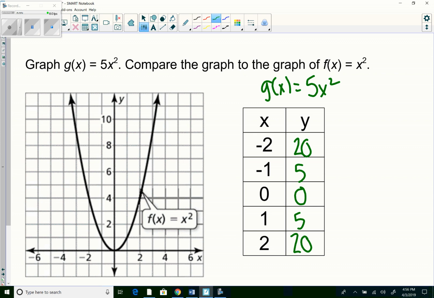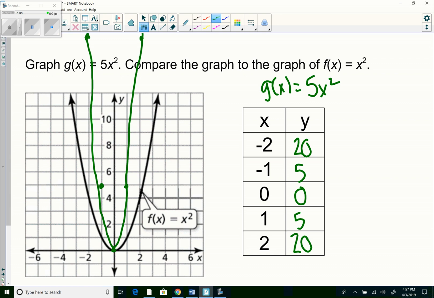Okay, so let's quickly go through and graph. Negative 2, 20 is going to be way up here, probably even further away, but that's all I've got room for. Then I'm going to go to negative 1, and that's at 5. Then I'm at 0, 0. Then I'm at 1, 5. And then I'm at 2, and all the way up here at 20. I'm just going to connect all these dots. Hopefully yours is much straighter than mine.